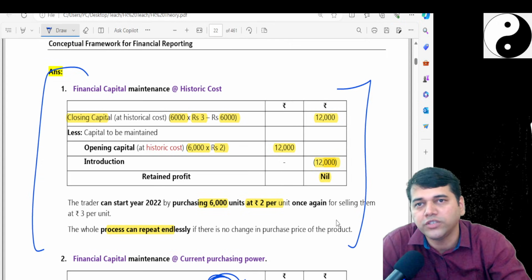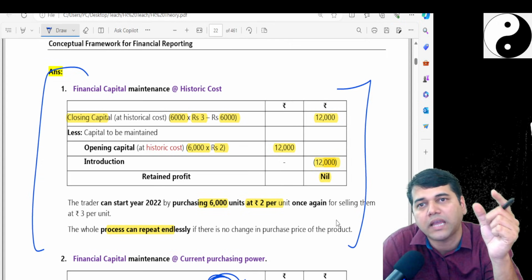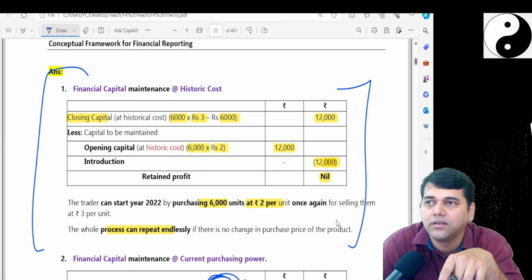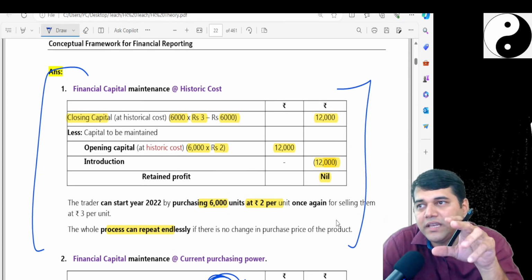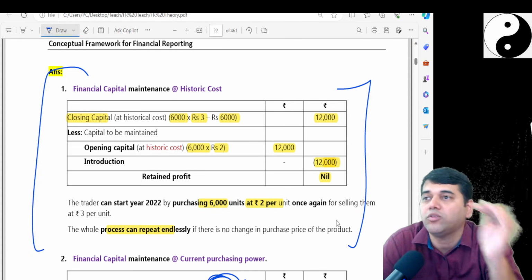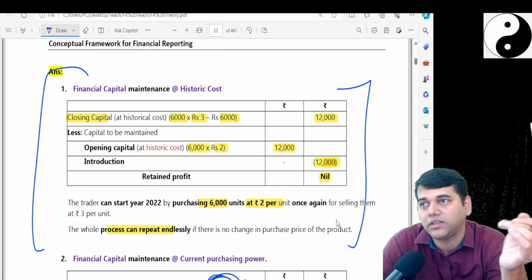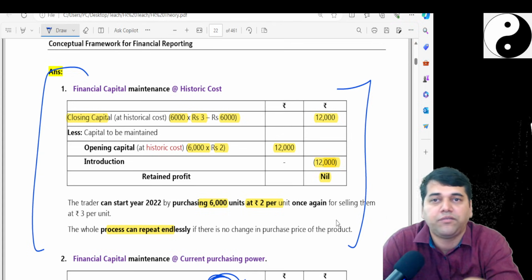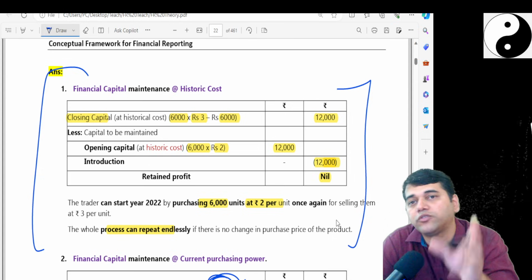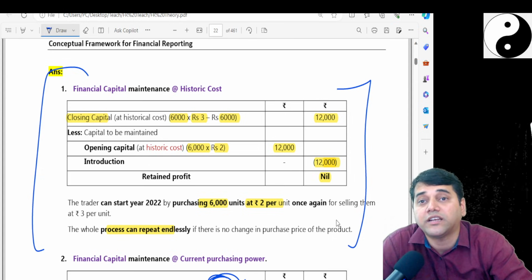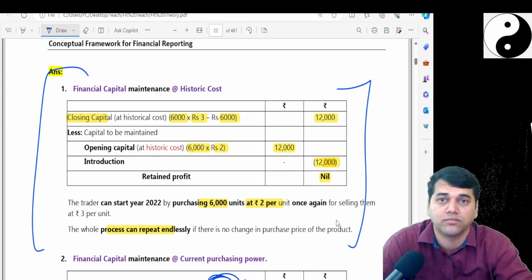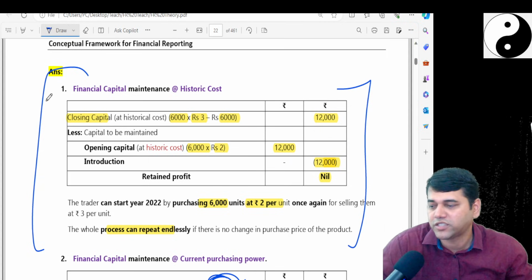What you need to do is find out the difference between opening capital and closing capital and see whether the closing capital is less or more. If it is more, then you say capital has been maintained. If it is less, your capital is not maintained, so we have to restrict the withdrawal. That's why companies have so much focus and so many restrictions on dividend distribution.